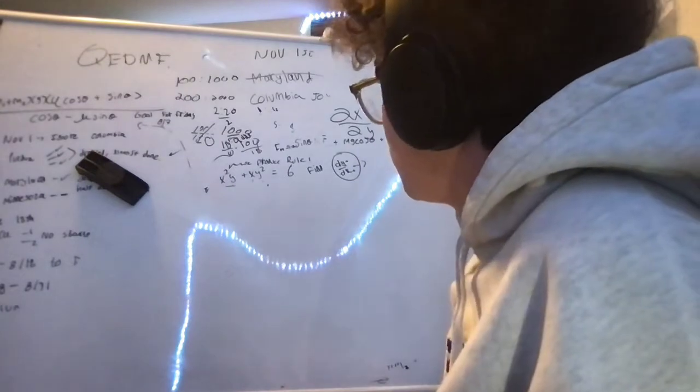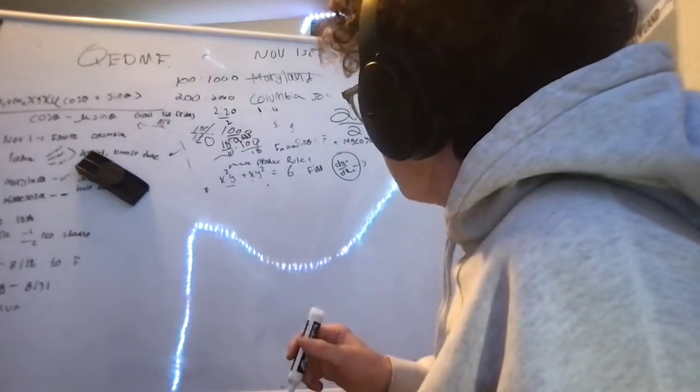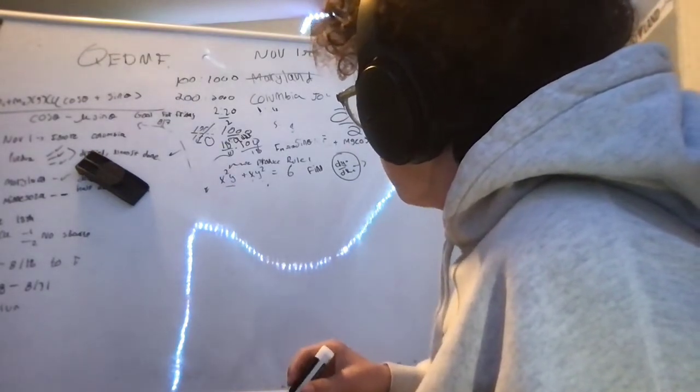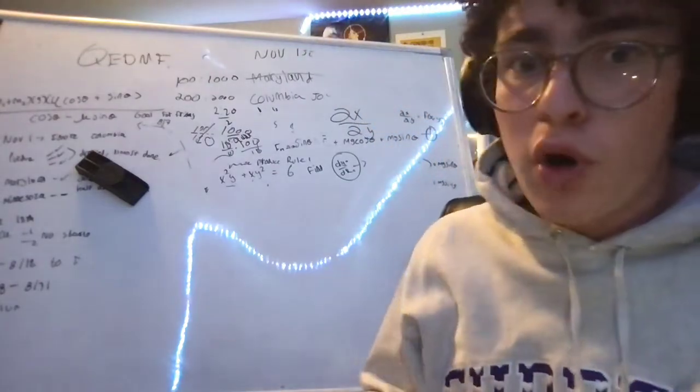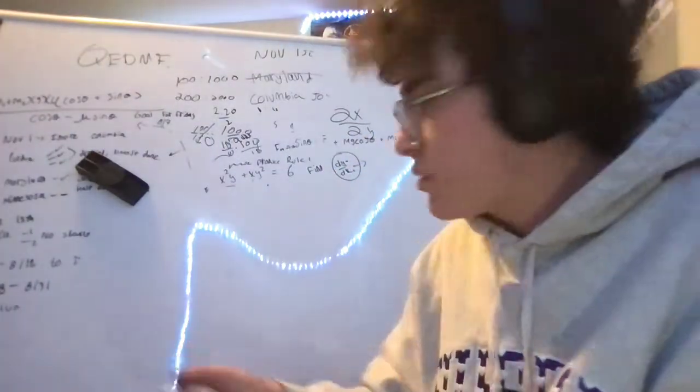So essentially, implicit differentiation is like we're going to have a function of multiple variables, but we're only going to be differentiating with respect to one of those variables. So the rest of them will just be like dx/dt or dx/whatever.